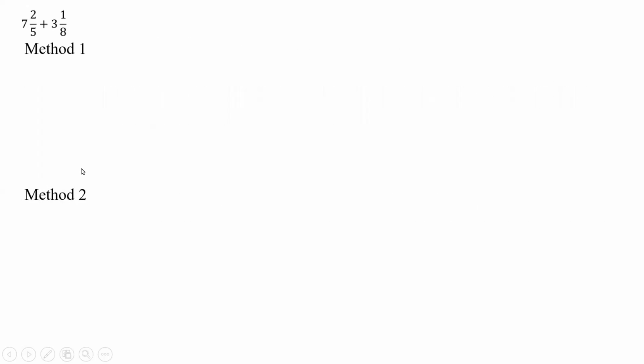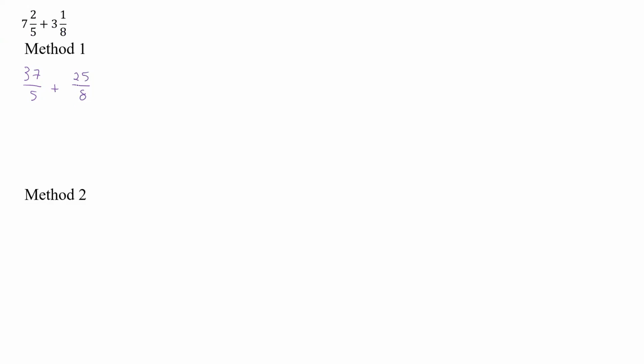So let's look at this. Let's take 7 2/5 plus 3 1/8. All right, so first, method one is where we convert. So let's go ahead and get our pen going here. We're going to take 5 times 7, which is 35, plus 2. So that's going to give us 37 over 5. Then 8 times 3 is 24, plus 1 is 25. It's going to be 25 over 8.